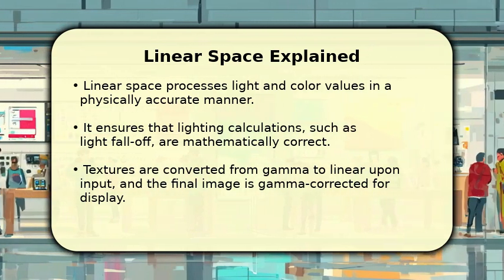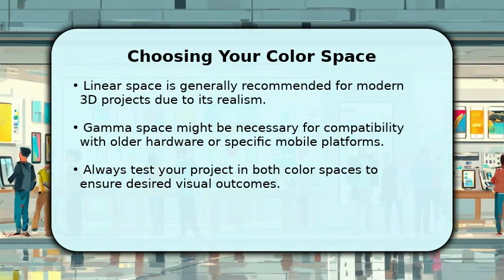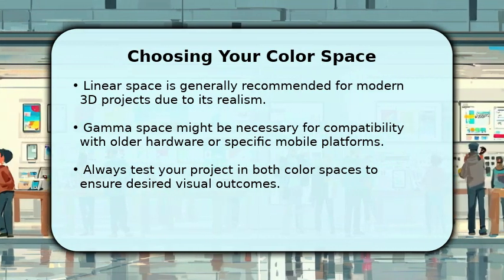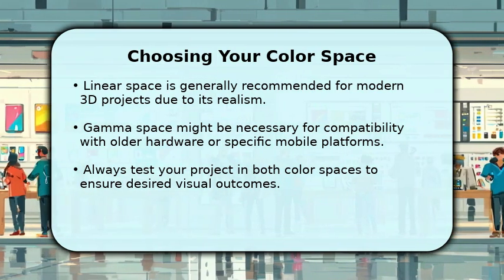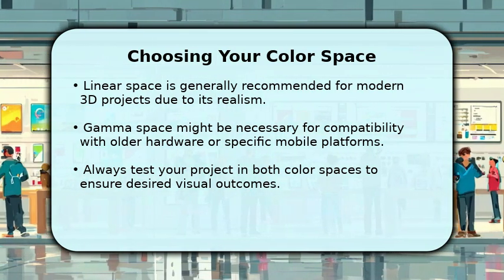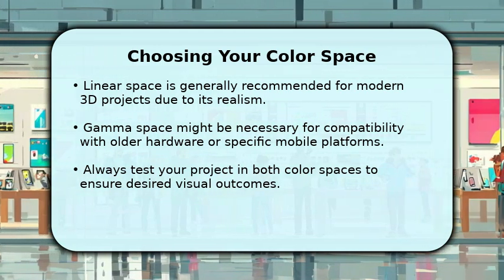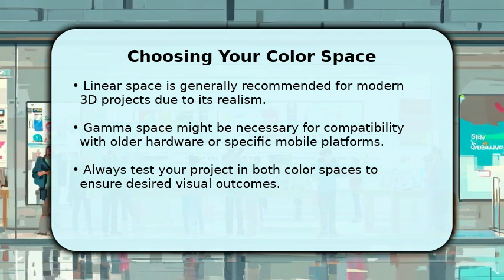on your screen. For most modern three-dimensional projects, linear color space is the recommended choice, offering superior lighting accuracy and visual realism. However, gamma space might still be necessary for compatibility with older mobile devices or specific graphics APIs that do not fully support linear workflows.